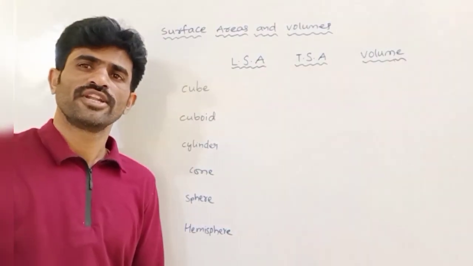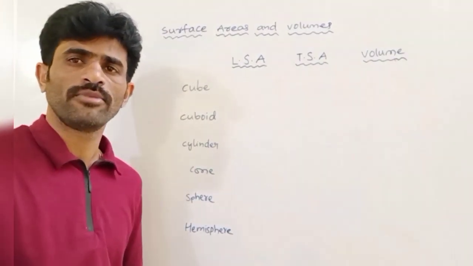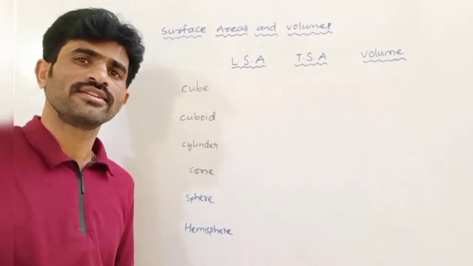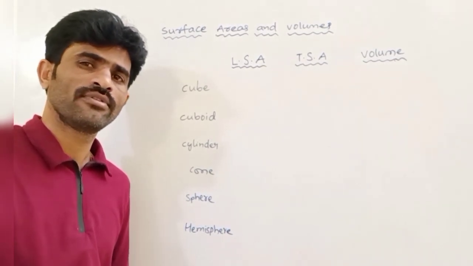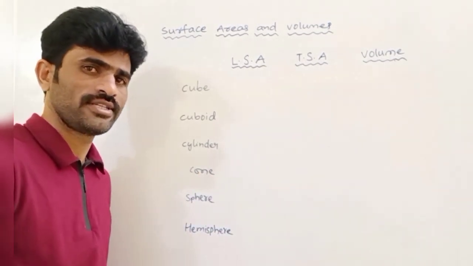When you add the bottom also to the curved surface area of the cone, we call it the total surface area of the cone. Similarly, volume is nothing but the space occupied by the solid, its inside capacity, how much water the cone can hold or how much space it is occupying. When you want to know that, we find out volume. Now let us know the different formulae to find LSA, TSA and volume of all the different solids.